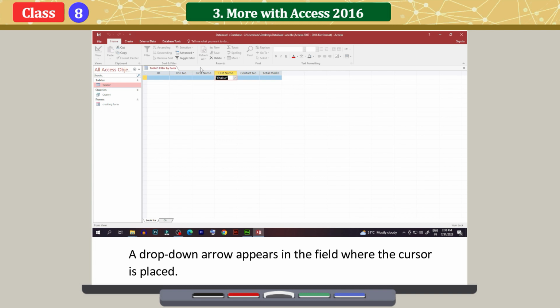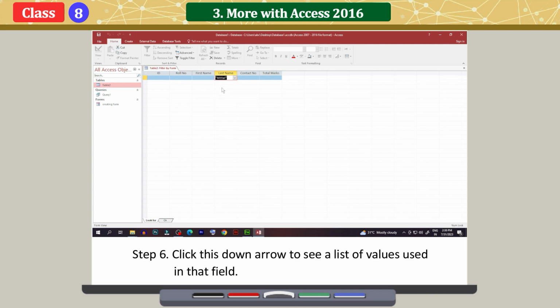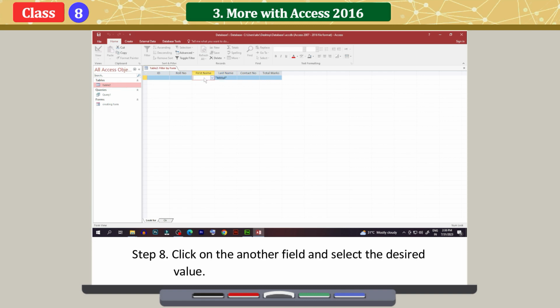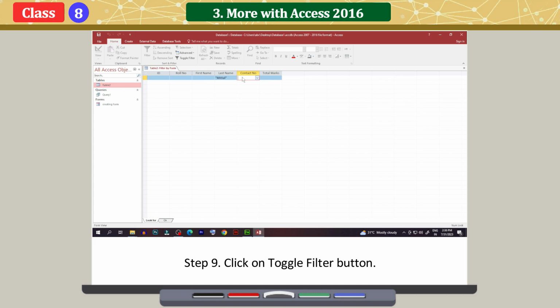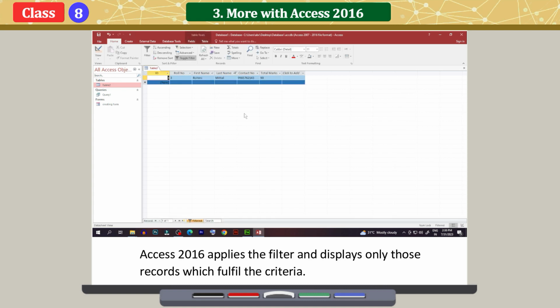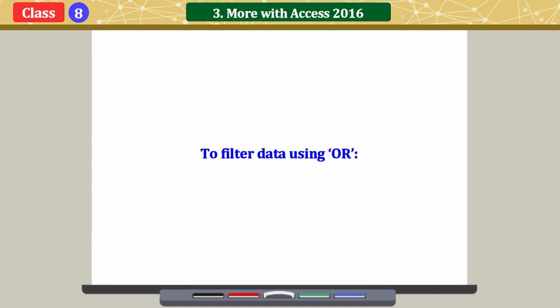The drop-down arrow appears in the field where the cursor is placed. Click this down arrow to see a list of values used in that field. Select the desired value from the list. Click on another field and select the desired value. Click on Toggle Filter button. Access 2016 applies the filter and displays only those records which fulfill the criteria to filter data using OR.